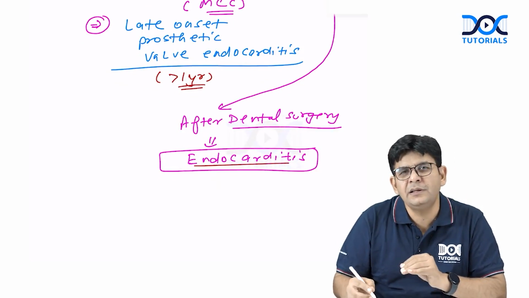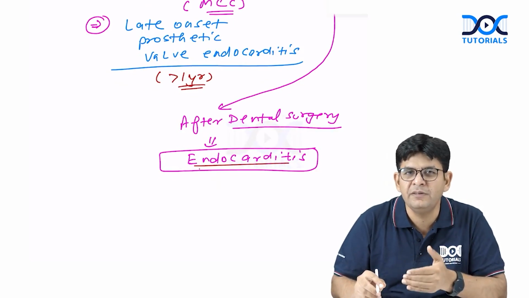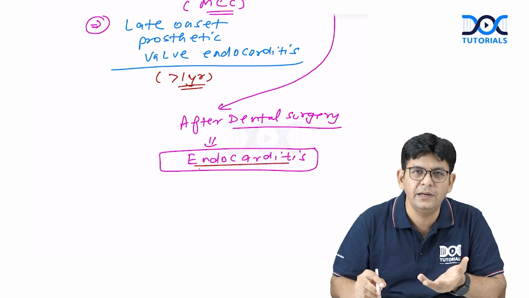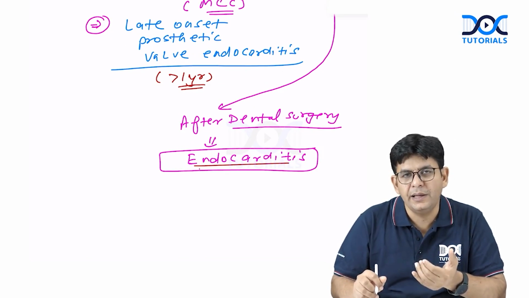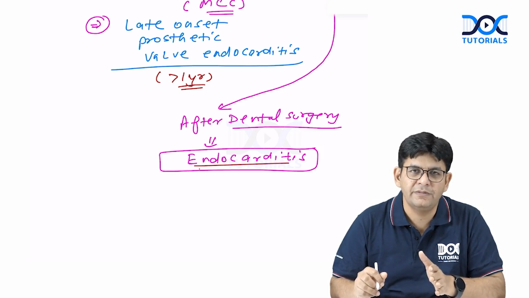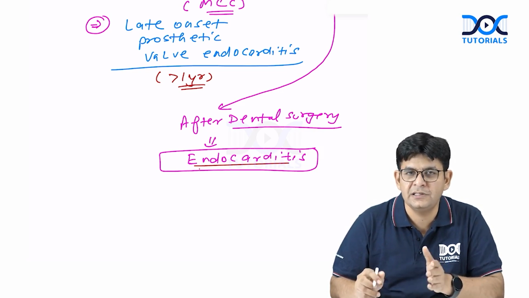Now you already know the criteria for endocarditis: modified Duke's criteria. What is the major criteria? The major criteria is blood culture of the typical organisms, and along with that echocardiography, in which you can see the vegetations. That is the major criteria.